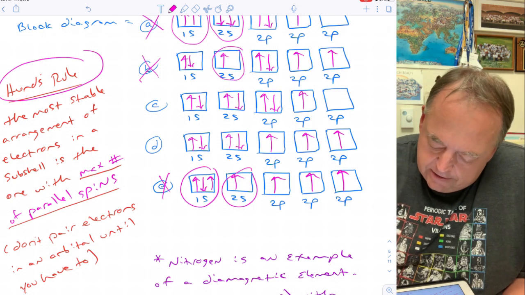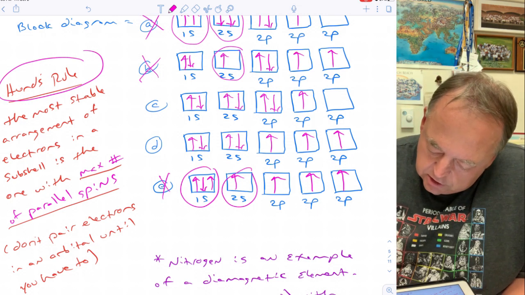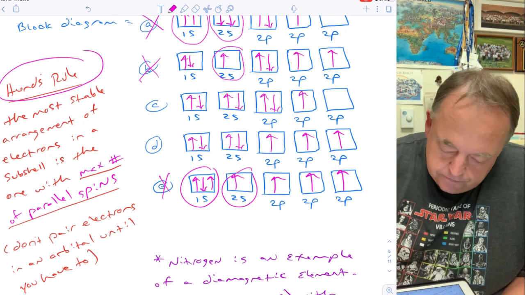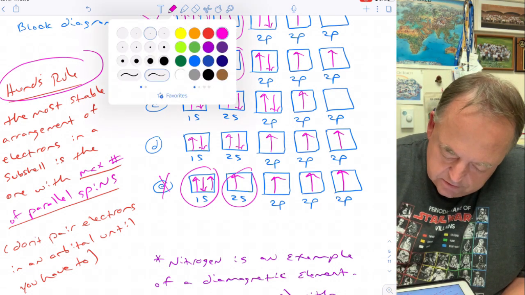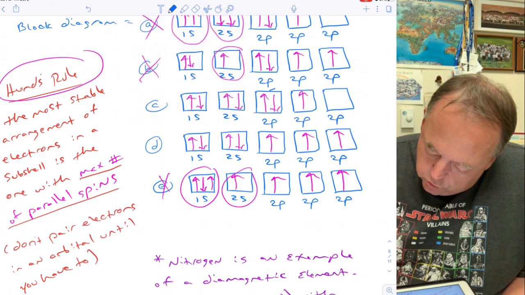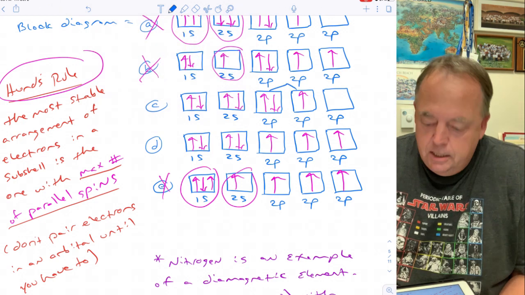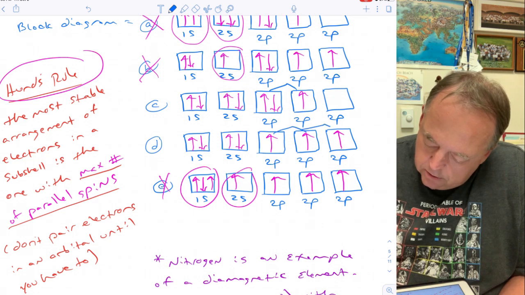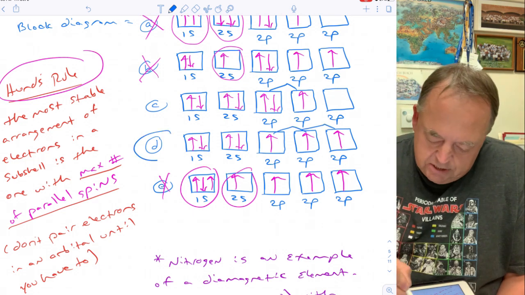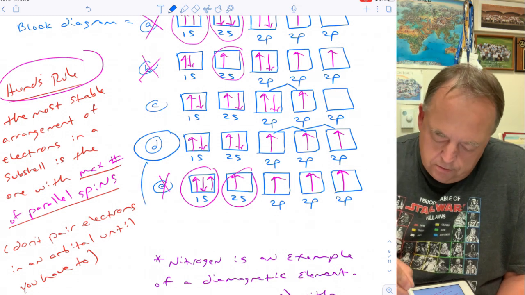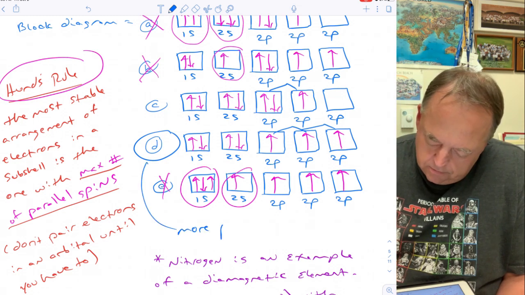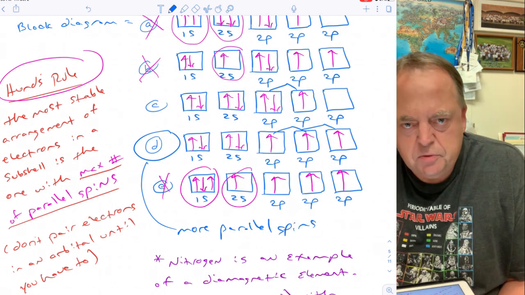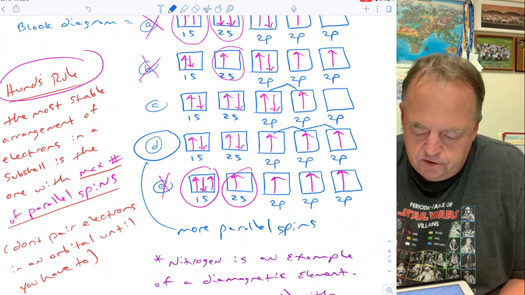So if we look at C, basically this subshell only has 2 electrons. Let's use a different color. So this has 2 electrons of the same spin in the P shell, but this has 3 of the same spin. So D is the answer. It has more parallel spin, so that is a more stable electron configuration.